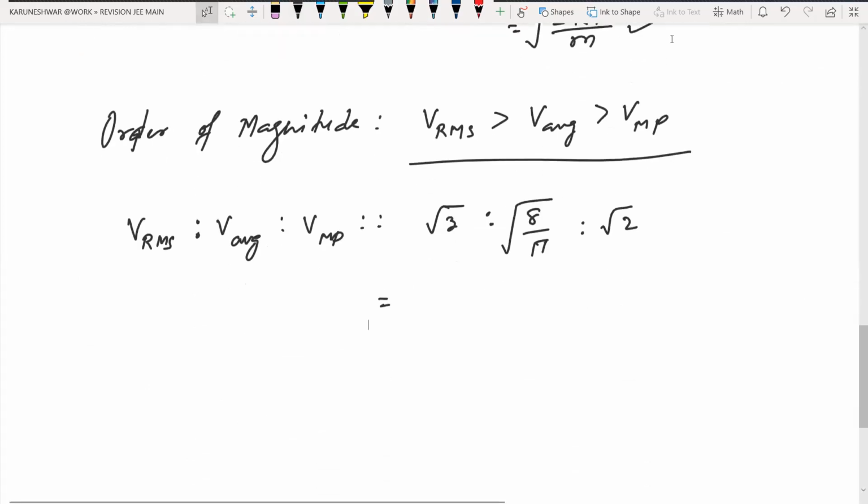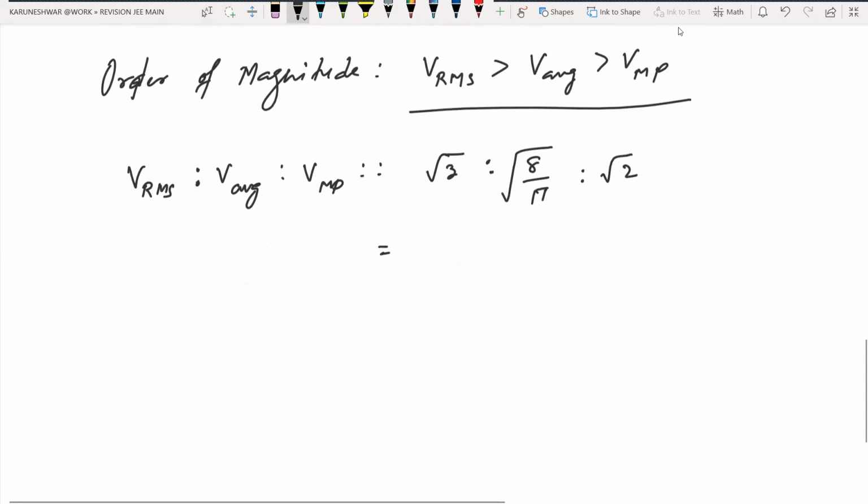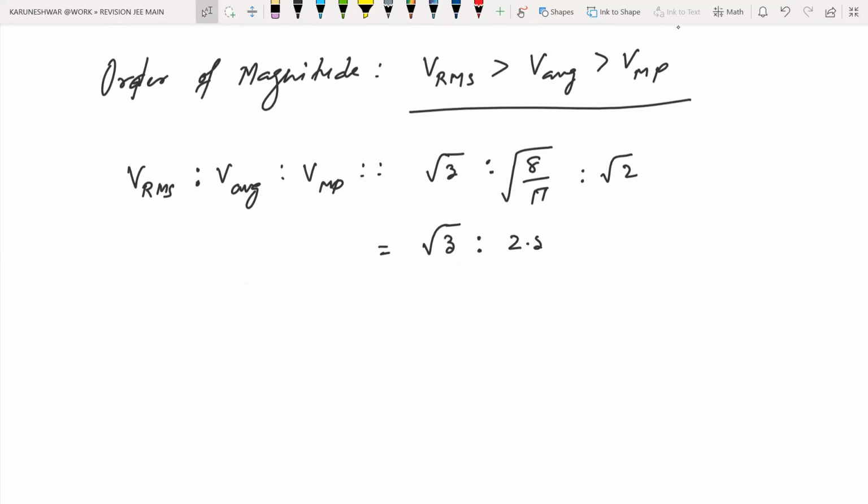You can simplify it finally. It will be root 3, then 8 divided by 3.14, which is almost close to 2.5, so root 2.5, and then root 2. So this has the root 3 factor, here it has root 2.5 times factor, and here we have root 2 factor. So the most probable speed has the minimum magnitude, and the RMS has the maximum magnitude.